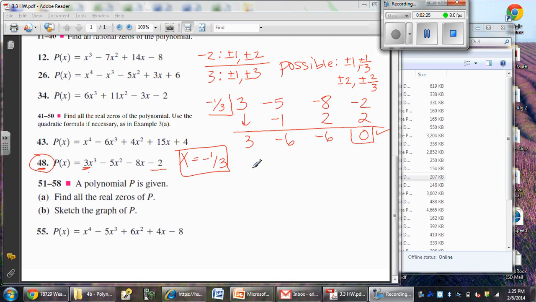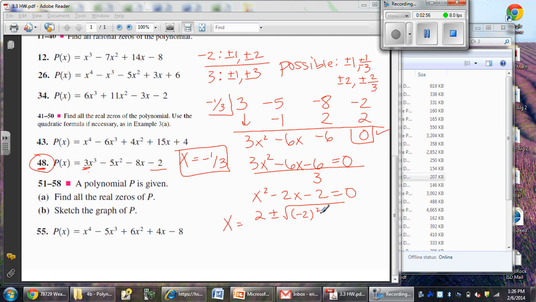To find the other ones, we could keep going, but what we can also do is stop here and solve it from here. So this is a quadratic, 3x squared minus 6x minus 6. I'm going to do greatest common factor. I'm going to divide everything by 3 to just start with, to make the numbers smaller. That'll make it easier to do the quadratic formula. And then I'm going to do the quadratic formula. So -b, which is +2, plus or minus the square root of b squared minus 4ac, -2 squared minus 4 times 1 times -2, all over 2a.